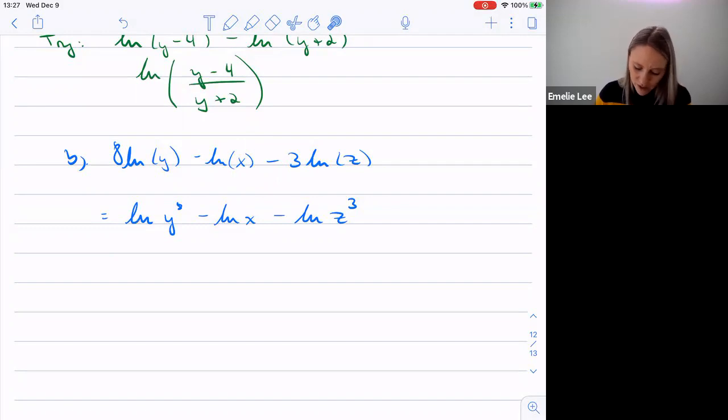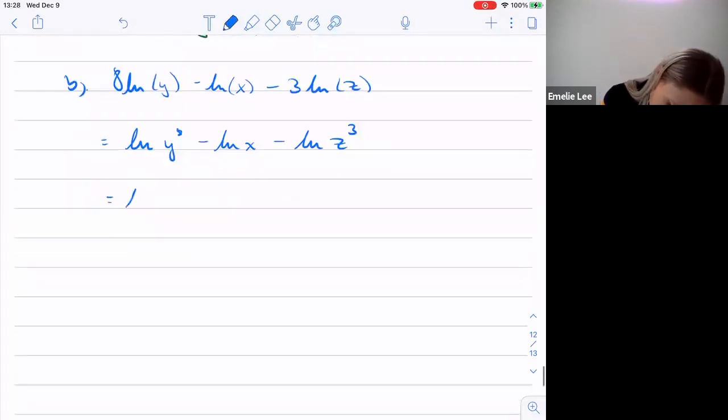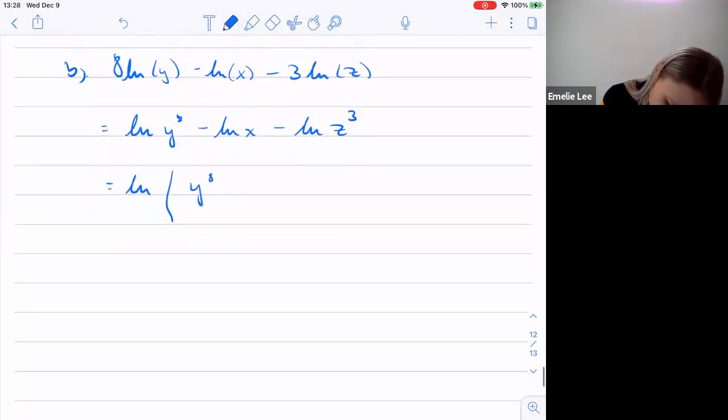So I've got the natural log, natural log, natural log. So I'm allowed to combine these. But if I'm subtracting, right, the log of y to the power of 8 minus the log of x minus the log of z to the 3. So if I'm subtracting, then I'm dividing inside that same log. So I get the log of y to the 8 divided by x times z to the power of 3.